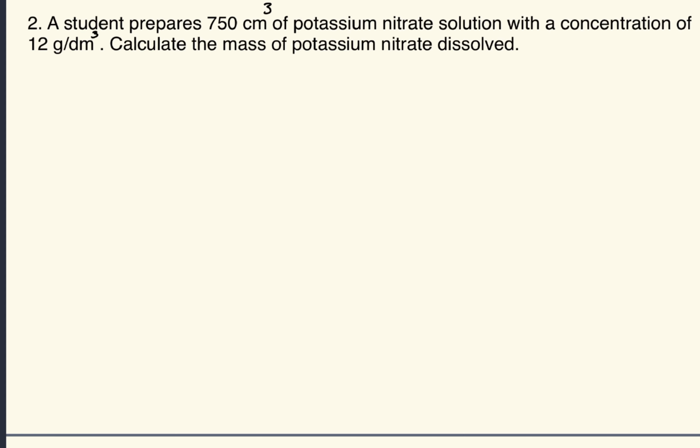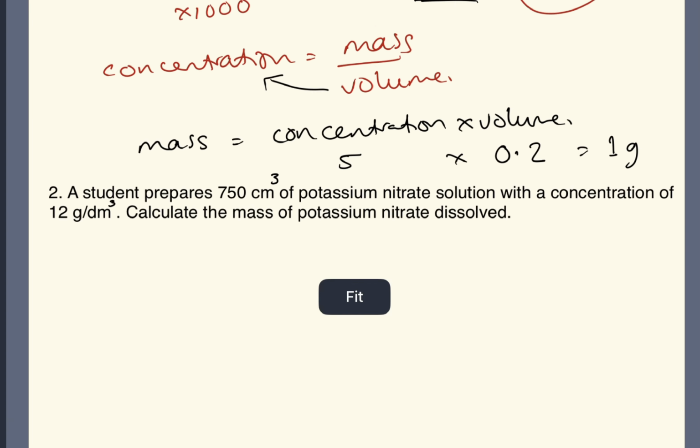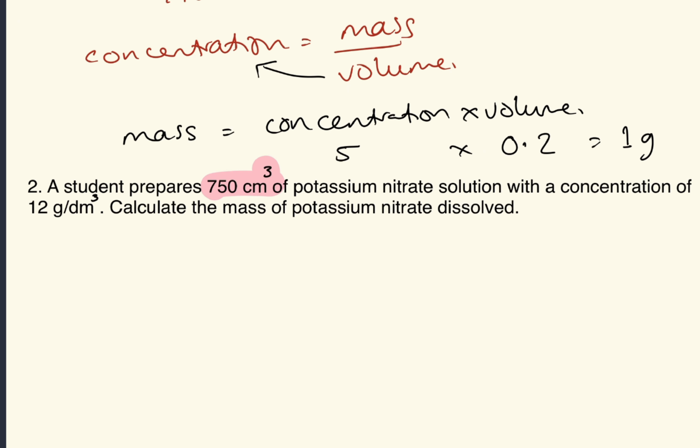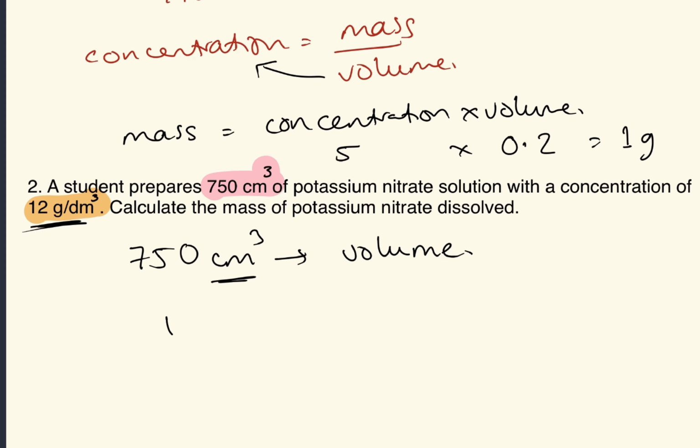A student prepares 750 centimeter cubed of potassium nitrate solution, and it has a concentration of 12 grams per decimeter cubed. Calculate the mass. So the first important thing is to write down what you have. We have 750 centimeter cubed. Remember, centimeter cubed means your volume, so this is my volume. Then over here we have 12 grams per decimeter cubed, and that is my concentration.